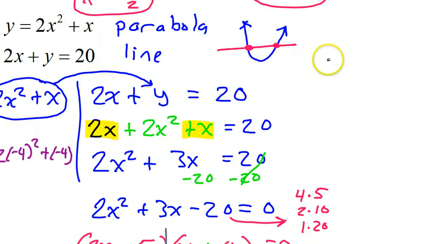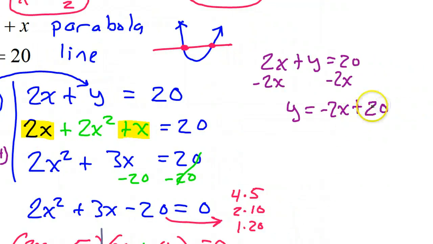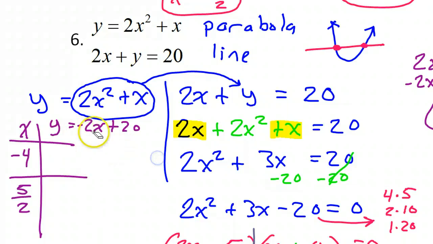So let me just show you real quick off to the side if I wanted to use the second equation. I've got 2x plus y equals 20. How easy would it be just to subtract 2x from both sides? That just gives me y equals negative 2x plus 20. So you might want to use this equation. It's a little simpler. It really doesn't matter as long as you're careful, but I would probably go ahead and do the negative 2x plus 20 option from the second equation.